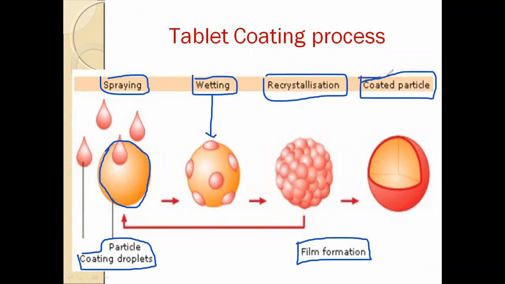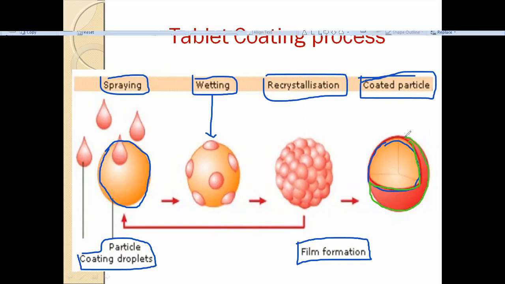And if you see the cross-sectional area, you will find this is the core which is shown here in red color, and this whole portion which I am showing with the help of green color is the coat which we have applied on the core.